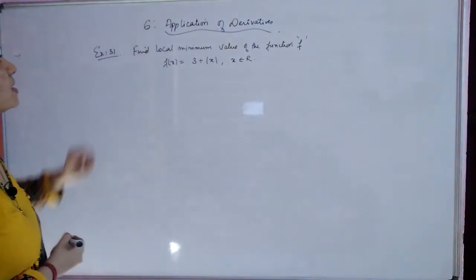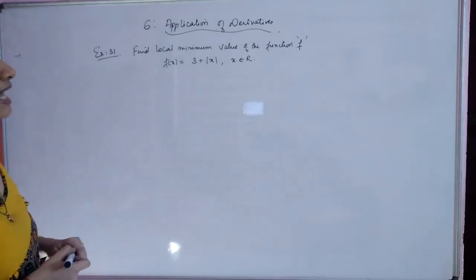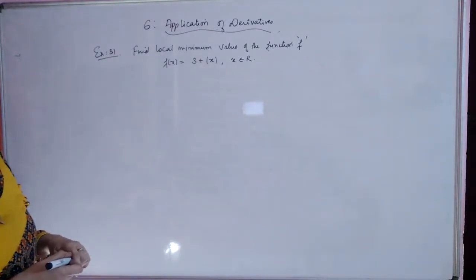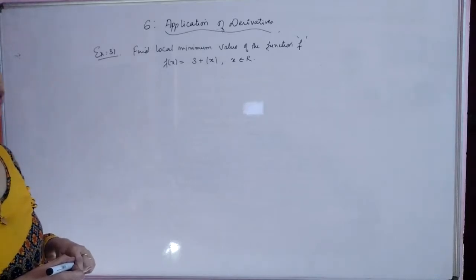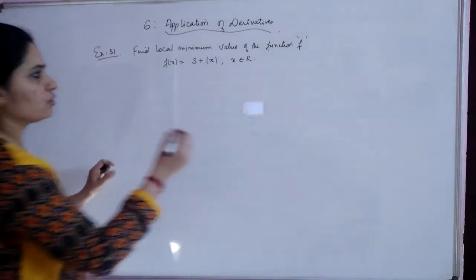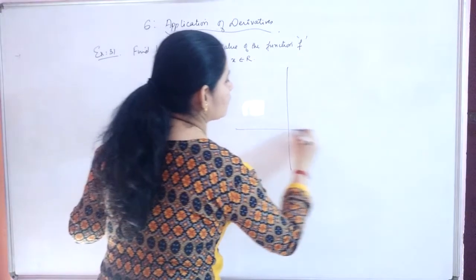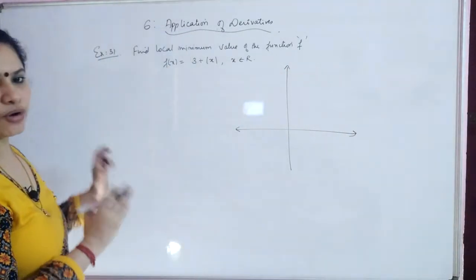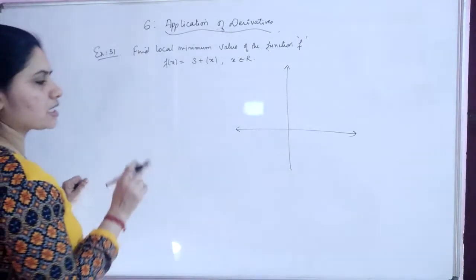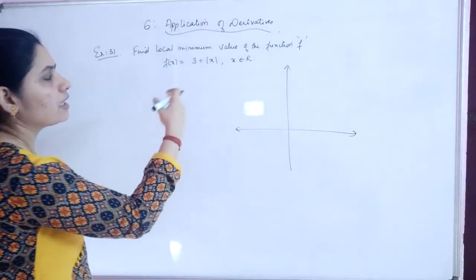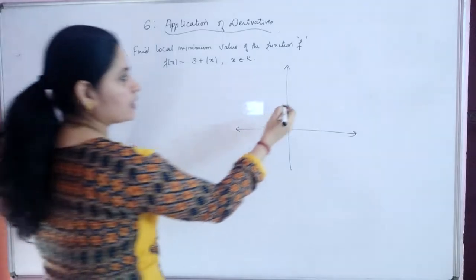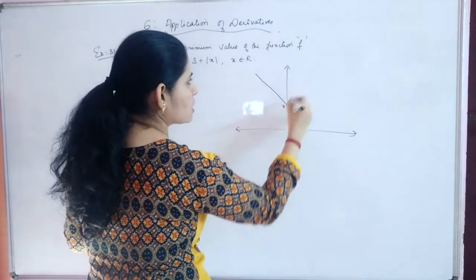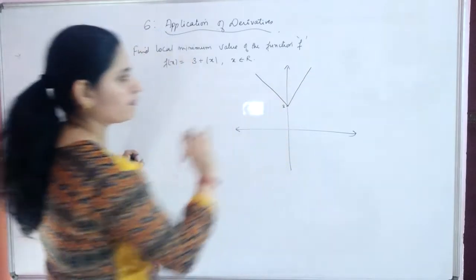So the question is, find the local minimum value of the function f, where f is given by f of x equal to 3 plus mod x, where x belongs to R. So you can just say what will be the graph of f of x equal to 3 plus mod x. For mod x, it is a V shape touching at 0. Now since it is plus 3, it will be touching at the point 3. Okay, at the point 3, the shape will be the same, a V shape.